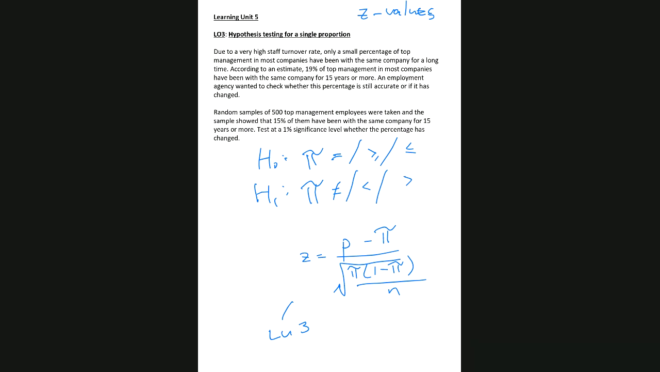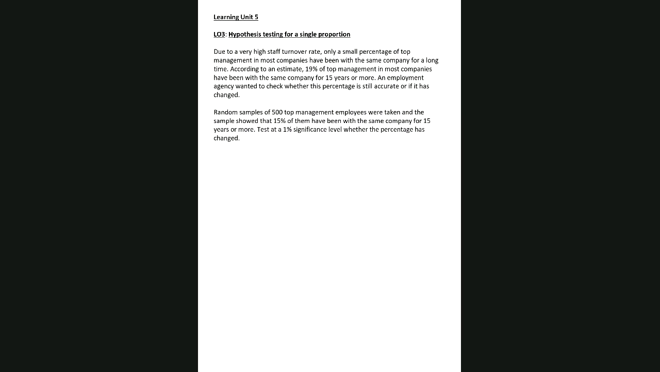So the first question says, due to a very high staff turnover rate, only a small percentage of top management in most companies have been with the same company for a long time. According to an estimate, 19% of top management in most companies have been with the same company for 15 years or more. So they're saying that this general figure of 19% is the percentage of top management that has been with the company for 15 years or more. And so this is a general figure which says to us immediately that this would be your population figure.